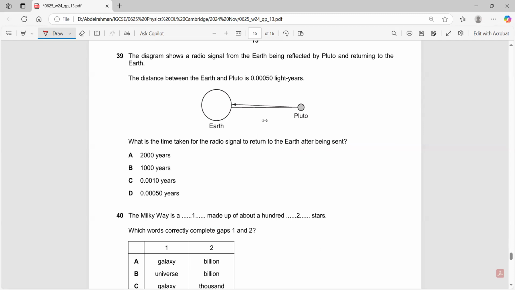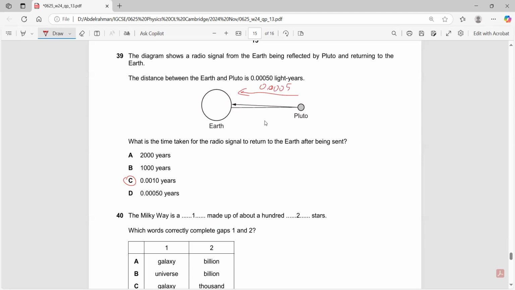39. The diagram shows a radio signal from Earth being reflected by Pluto and returning to the Earth. The distance between Earth and Pluto is 0.005 light years. What is the time taken for the radio signal to return to Earth after being sent? After being sent. So it is 0.001 years? Why? Because this is a reflection. It's an echo. It takes a time of 0.005.